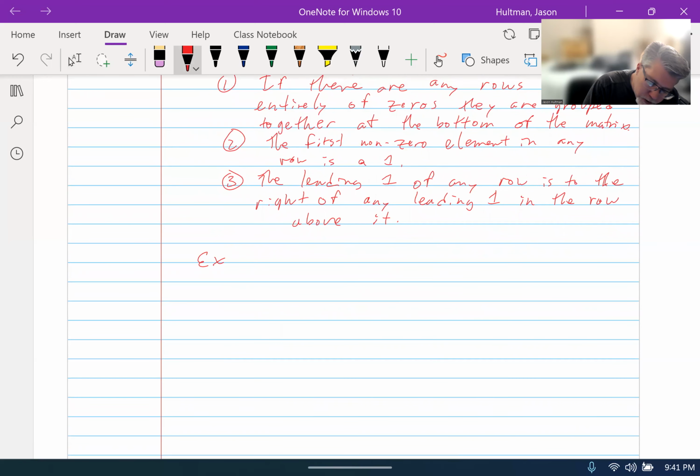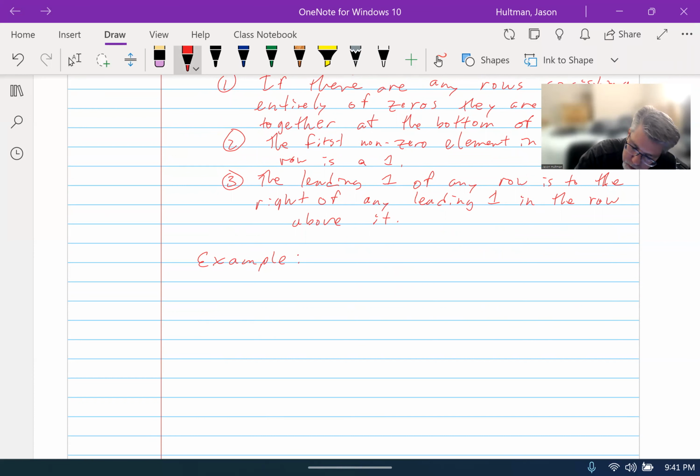Okay, an example of this is the following matrix. So I have 1, 2, 3, 4, 0, 1, 5, 6, and 0, 0, 1, 7. Then this is an example of a row echelon matrix.